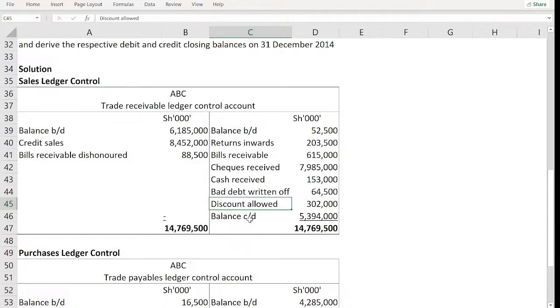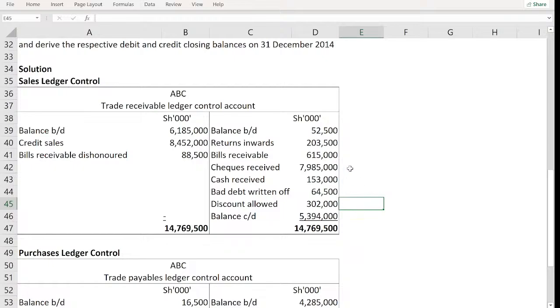So that's why we are going to bring the balance carried down. So we are going to bring the balance carried down of 5,394,000. So this is the total debit balance carried down on our side, on our sale ledger. So I think that is enough. So any question on the sale ledger?